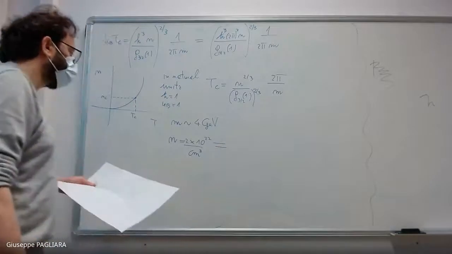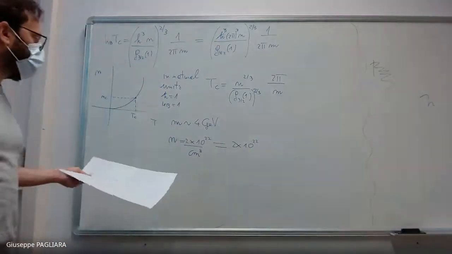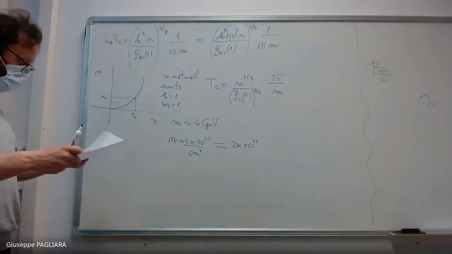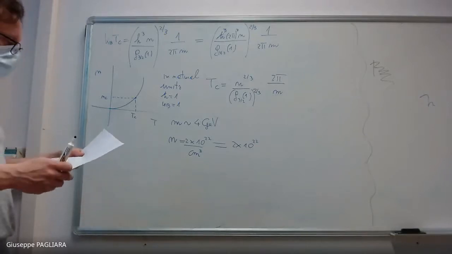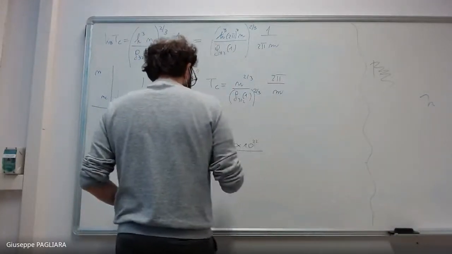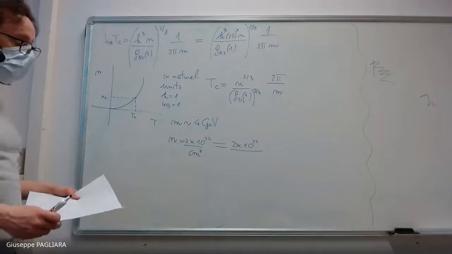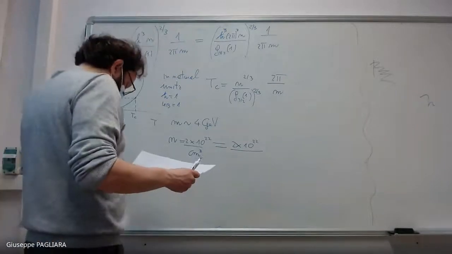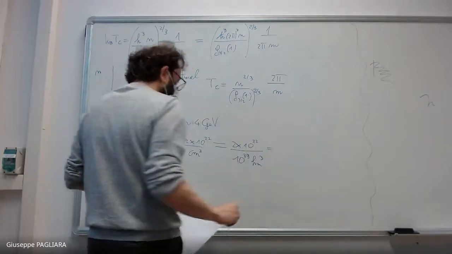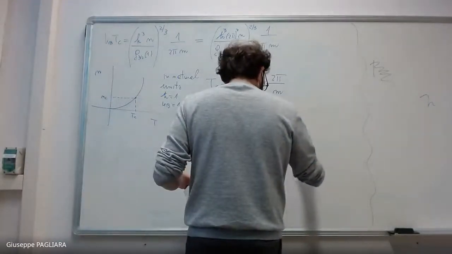So this is 2 times 10 to 22 particles. Then I translate centimeter into Fermi, and I should get 2 times 10 to the minus 17 Fermi cubed. Right. One centimeter is 10 to the 13 Fermi. So this is equal to 2 times 10 to the minus 20.